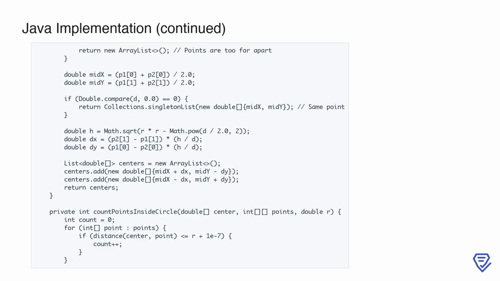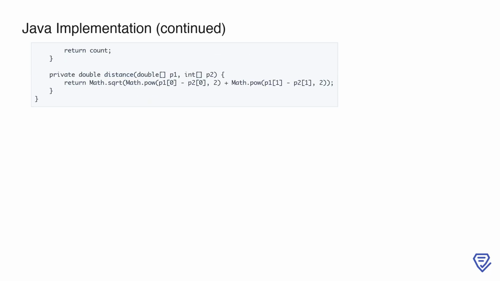When the points are distinct, we use the Pythagorean theorem to calculate the perpendicular offset needed to find the 2 possible centers. This involves computing the height of the triangle formed by the midpoint and the circle radius. Using this information, we determine the offsets in both the x and y directions and calculate the 2 possible center coordinates, returning them as a list. Finally, the count points inside circle method determines how many points lie within the circle defined by a given center and radius. We iterate over all the points in the input, calculating the distance between each point and the circle's center.